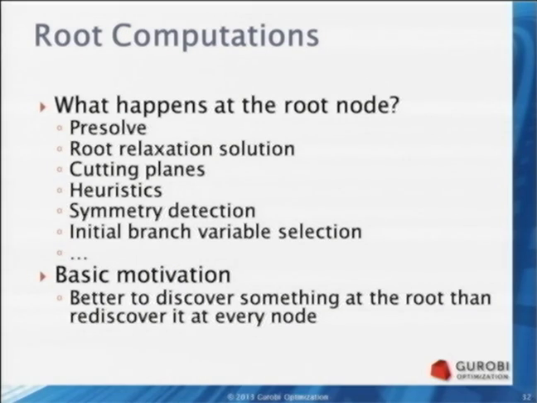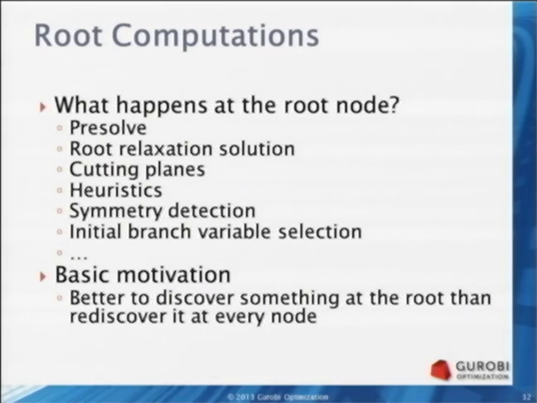The solution at the root is much more expensive than the solution at the nodes, because at the root you have to start the solution from scratch. Whereas at the nodes, all you've done from a node to its child is change one bound, and Simplex can re-optimize quite quickly. So that's a lot faster than solving from scratch.